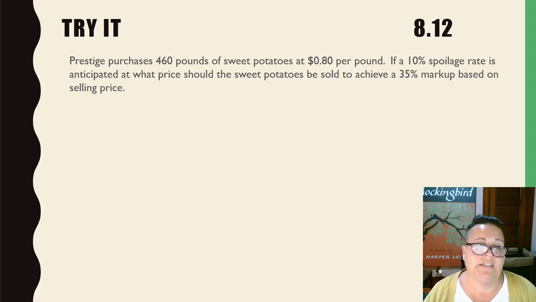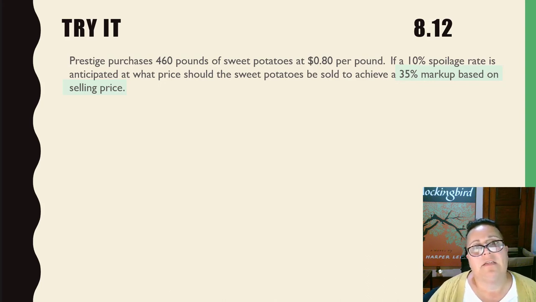So a couple of key points. They've got 460 pounds of sweet potatoes. They're selling them at 80 cents per pound. I know there's a 10% spoilage rate anticipated, meaning I'm not entirely sure it will be 10%, but that's the average. I know that it is a 35% markup based on selling price. So I'm going to need that, because the markup based on selling price and the markup based on cost are the two different ways I can figure this. This one is a markup based on selling price.